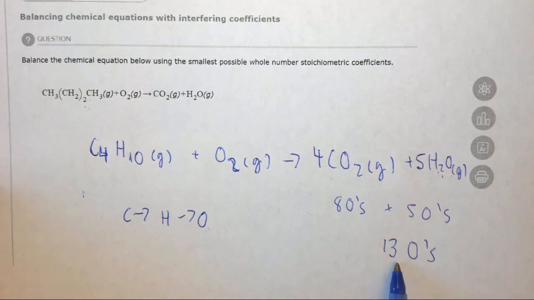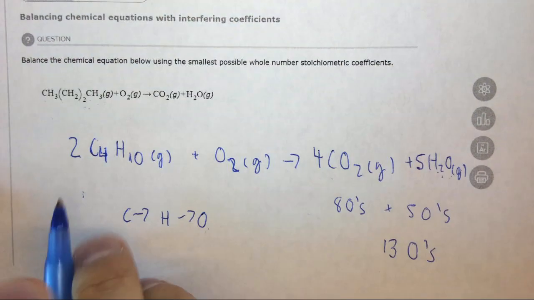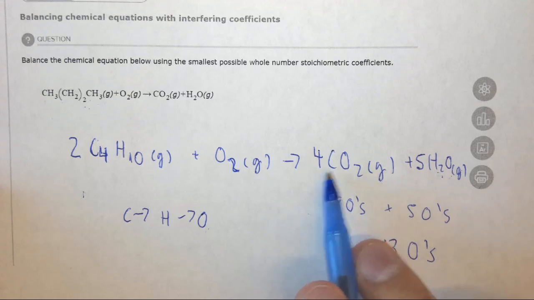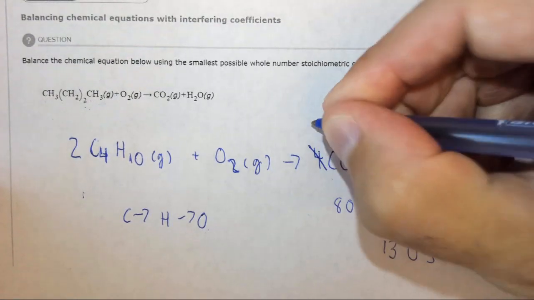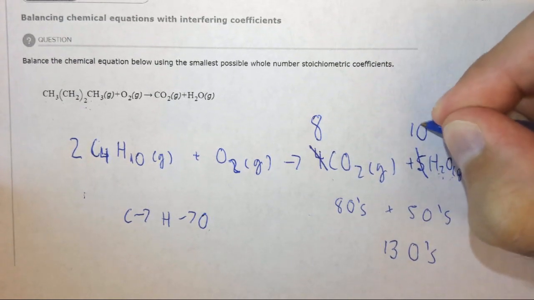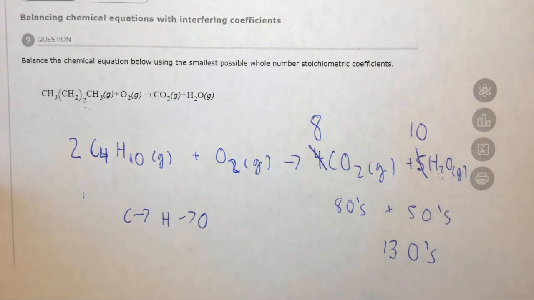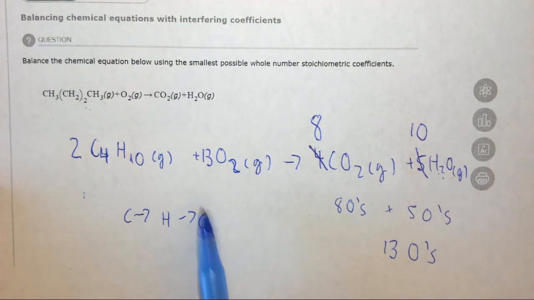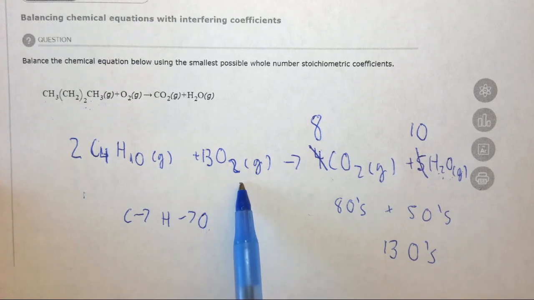So remember, balancing is a guess and check methodology. The best thing that I can do here is double everything. So if I put a 2 here, so I have 2 C4H10s, I'm then going to have to double both of these. So instead of 4, I'm going to put 8. Instead of 5, I'm going to put 10. And that means that I'm going to need 13 O2s because I also want to double the number of oxygens. So instead of 13 O's, I need 13 O2s. But let's check and make sure that that's correct.